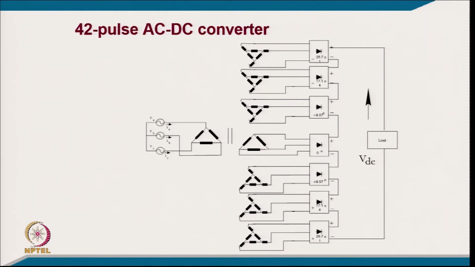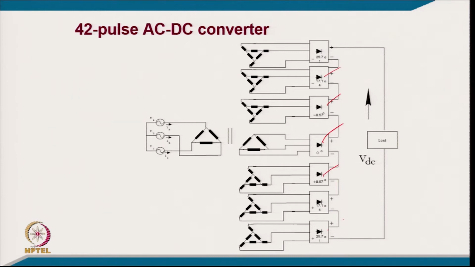Then we have a 42 pulse converter. It has 7 converters of 6 pulse, and 60 by 7 means you will require a phase shift of typically 8.57 degrees. You can see here 0 to plus 8.57, then 17.14, then 25.71. Similarly, on the other side you have minus 8.57, then minus 17.14, and then minus 25.71.